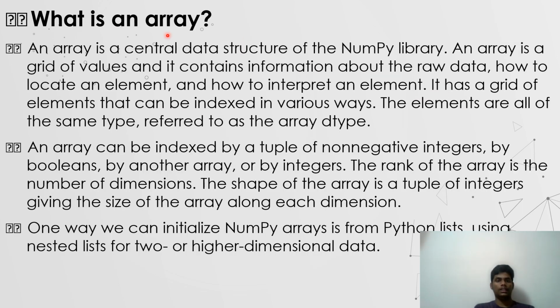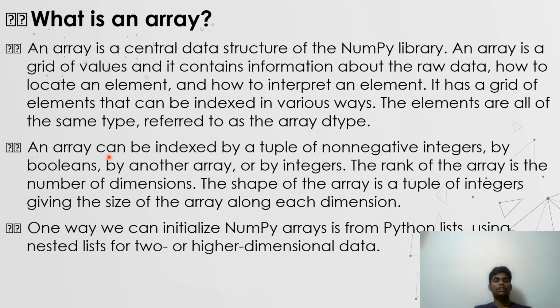What is an array? An array is a central data structure of the NumPy library. An array is a grid of values and it contains information about the raw data, how to locate an element, and how to interpret an element. It has a grid of elements that can be indexed in various ways. The elements are all of the same type, referred to as the array dtype.